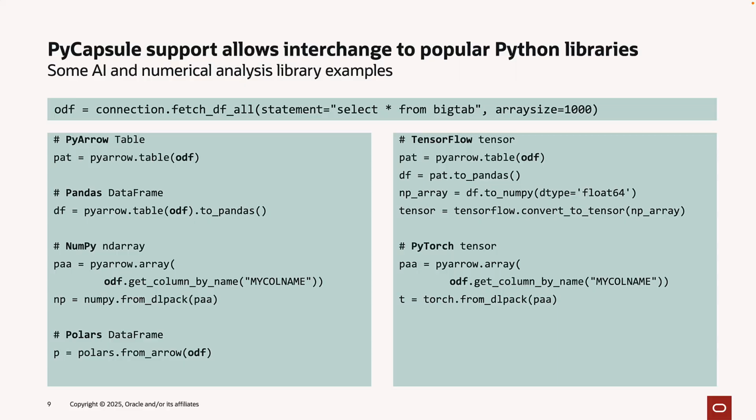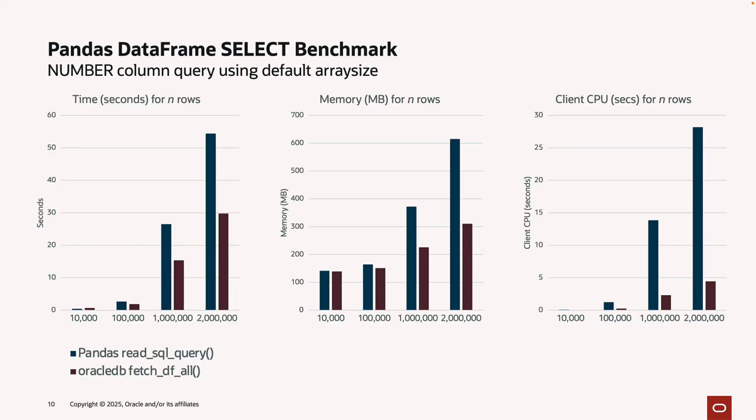Conversion to data frames or tensors for other Python packages that support the PyCapsule interface is similar. Here are examples of some of them. This is a small benchmark comparing the old Pandas method of querying a number column versus using the new fetchDFAll method for various numbers of rows. You can see the new method wins for performance, memory, and client CPU usage. There were similar results for other column data types. Of course, in your environment, results will differ from mine.